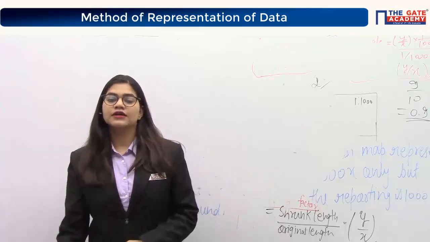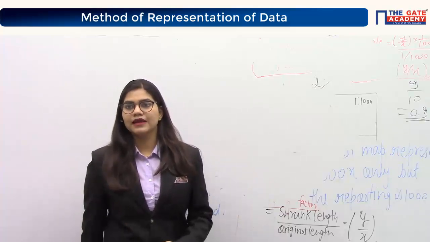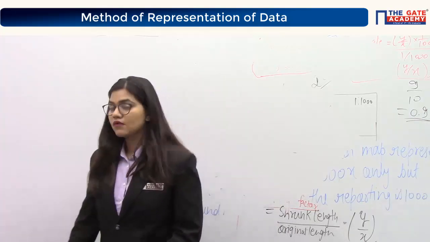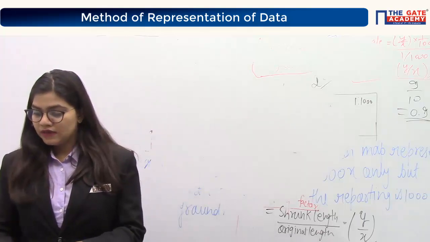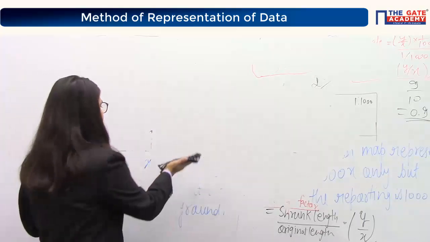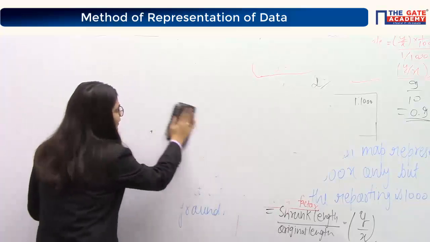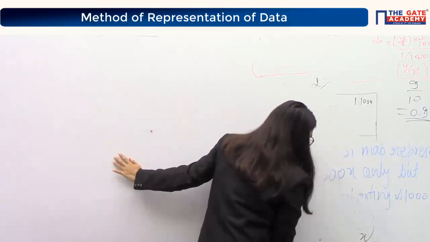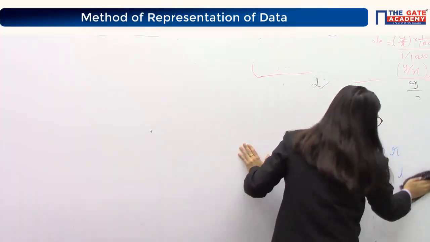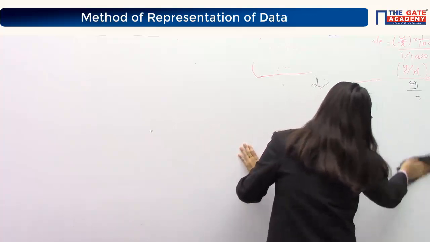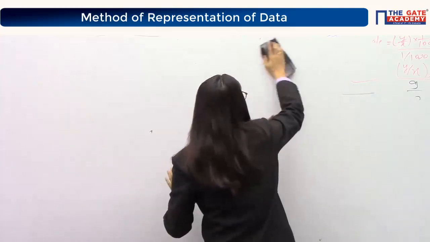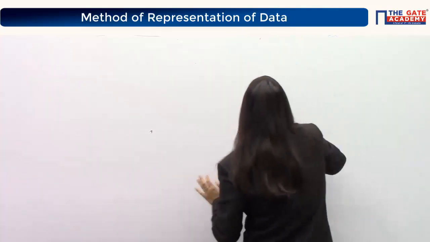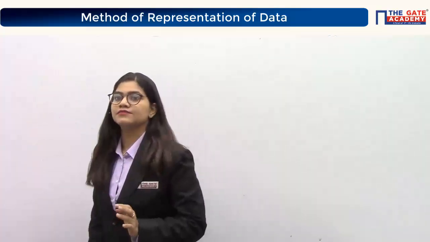So you write the difference between plan and map. Write the heading, difference between plan and map. And write both are graphical representation. The difference is only in the scale.